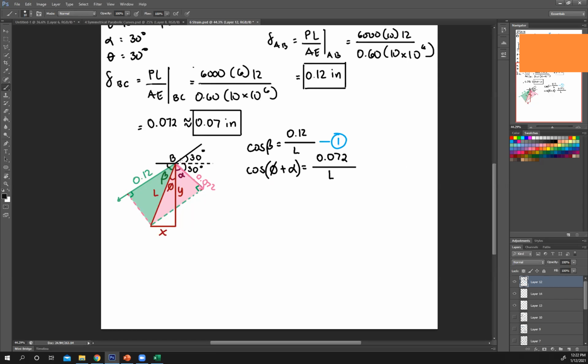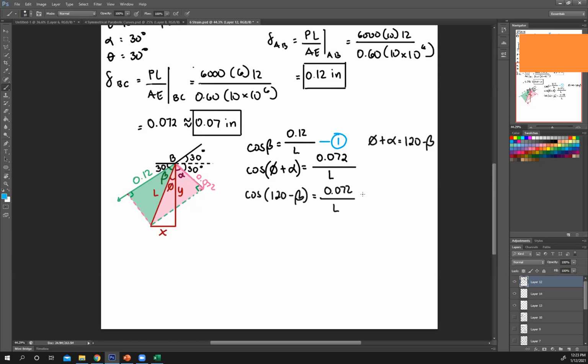So that's also 30. Why? Law of opposite angles. This is 30, therefore this is also 30. You can see it's the same line. So phi plus alpha is equal to 180 minus 30 minus 30 minus beta. 180 minus 60 is 120, so 120 minus beta. So this becomes cosine of 120 minus beta equals 0.072 over L.